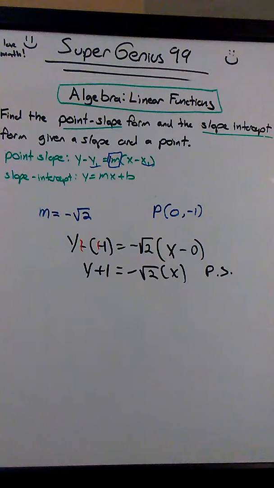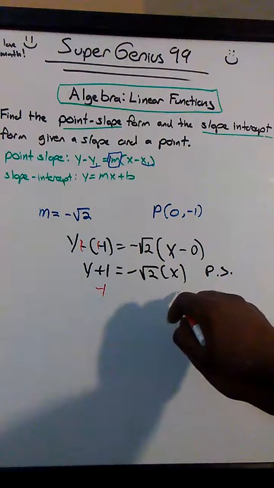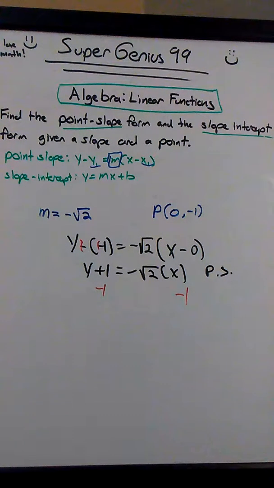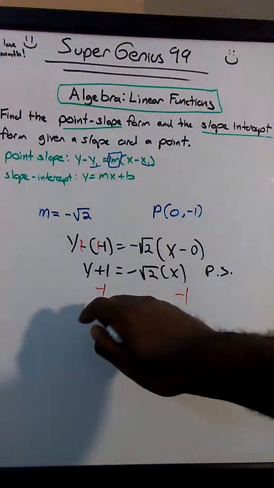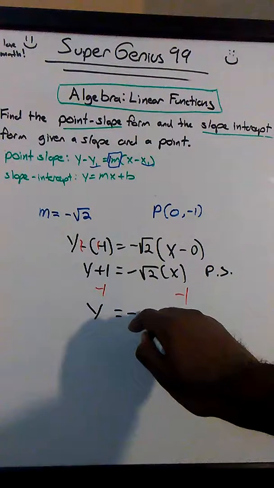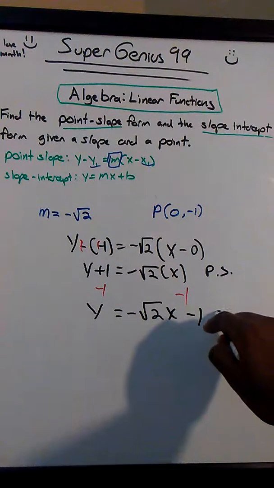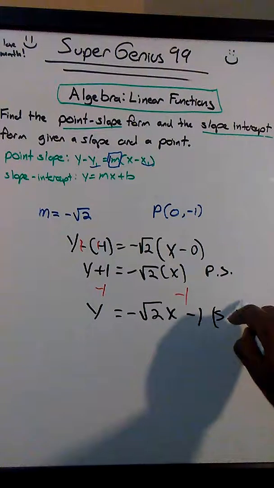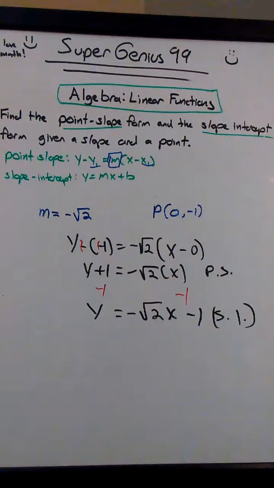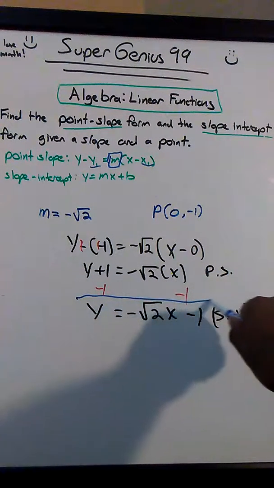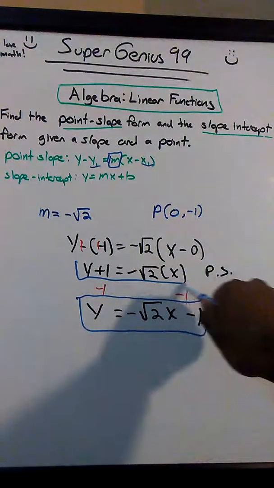Okay, and what's your slope-intercept? Just isolate y. And you'll isolate y by doing what? Subtracting a 1 from both sides. So our slope-intercept form will be y is equal to negative square root of 2 times x minus 1. And that'll be your slope-intercept form, SI. Okay, so put those in boxes. There's your slope-intercept. And there is your point slope.